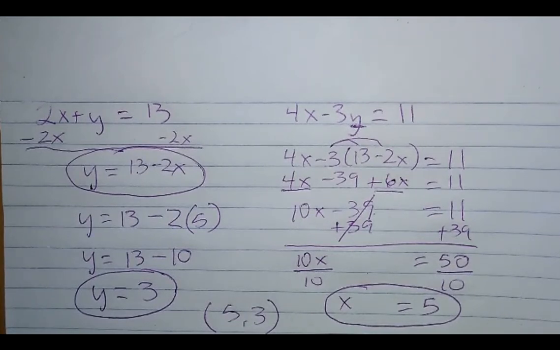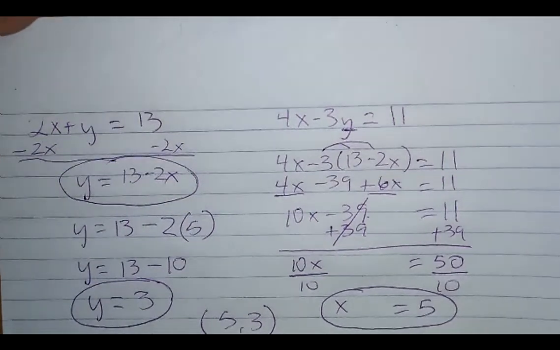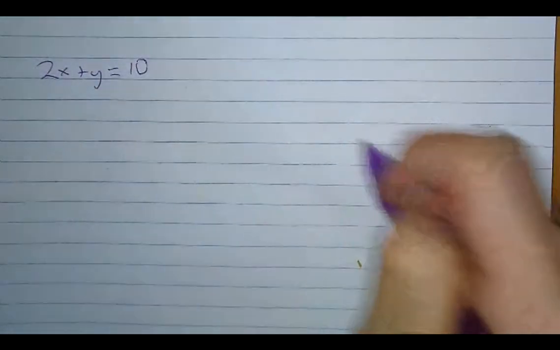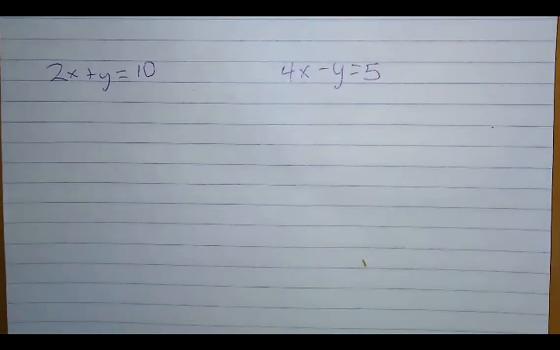Okay, let's try the second problem. The next problem: 2x plus y equals 10. 4x minus y equals 5. Okay? There are 4 variables again. We need to get one of them by itself. There are, in my mind, 2 good choices. One is better than the other, though.